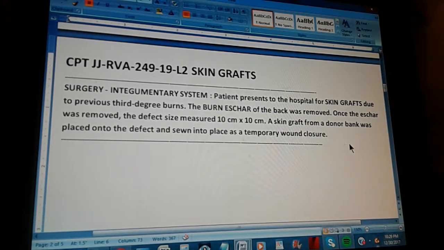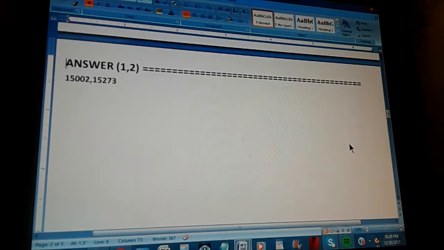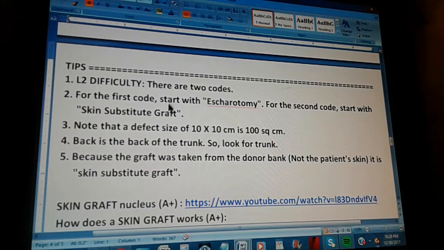So 1, 2, 3. All right, the answer is 2 codes, 15002 and 15273. Did you get that? If you got that, congratulations. If you didn't get it, let's give you some tips. The first tip is a level 2 difficulty. Why? Level 2 difficulty because there are 2 codes.